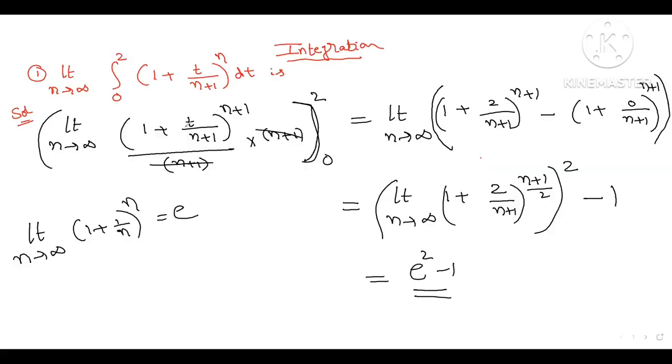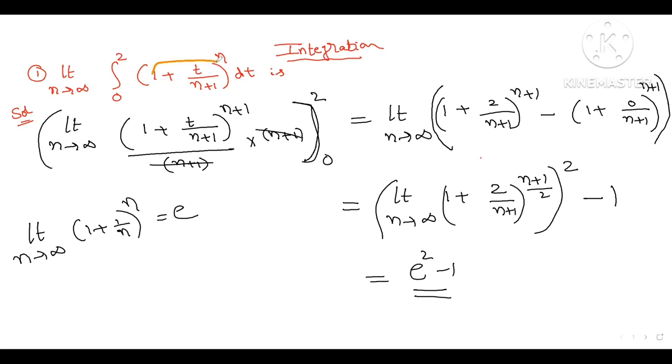Let us go to the next problem. Limit n tends to infinity of integral 0 to 2 of log, 1 plus t by n plus 1, power n, dt. How can we compute this problem? Here, integration of x to the power n dx is equal to x to the power n plus 1 by n plus 1. Now we should apply the same formula.